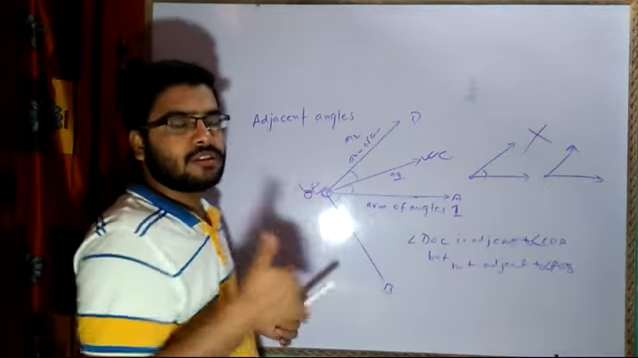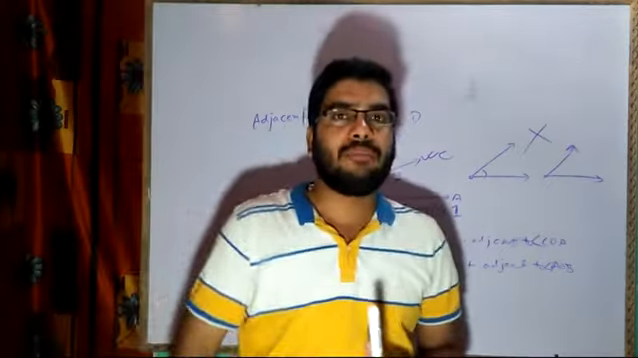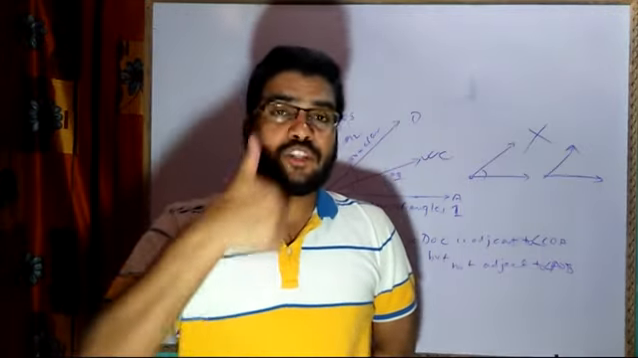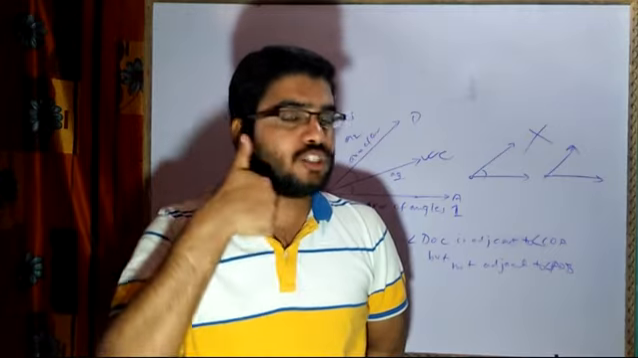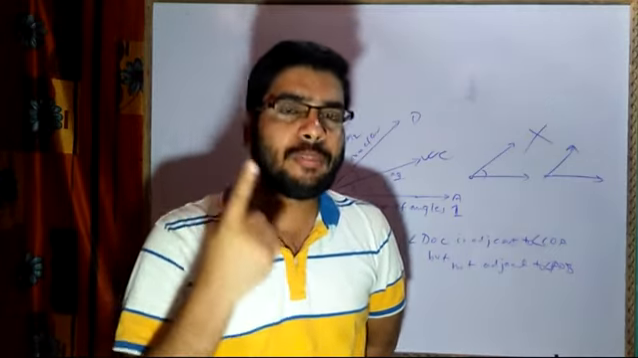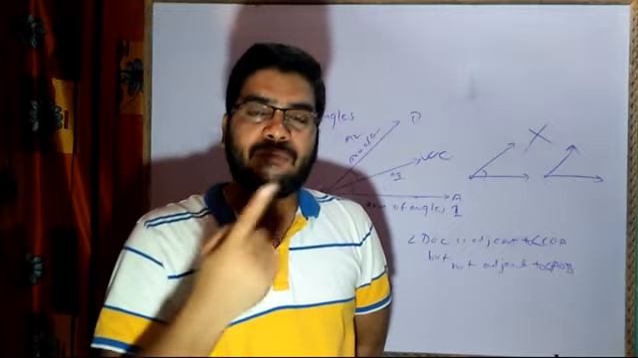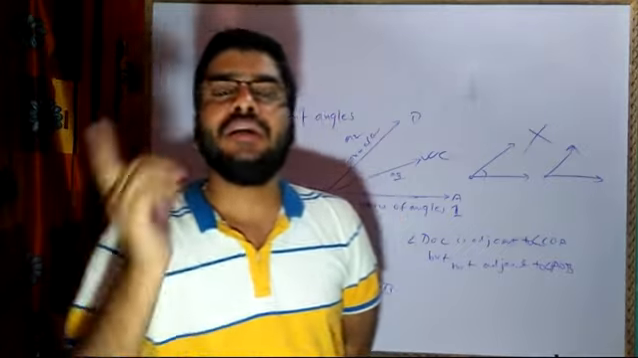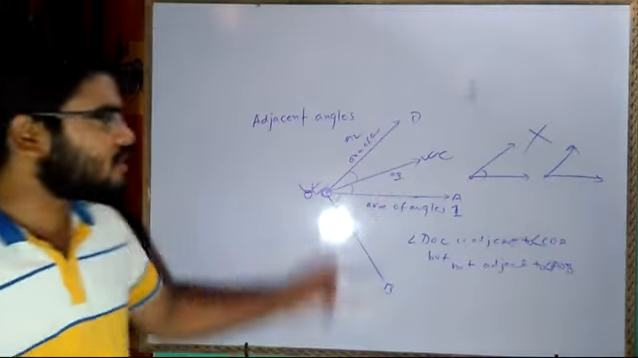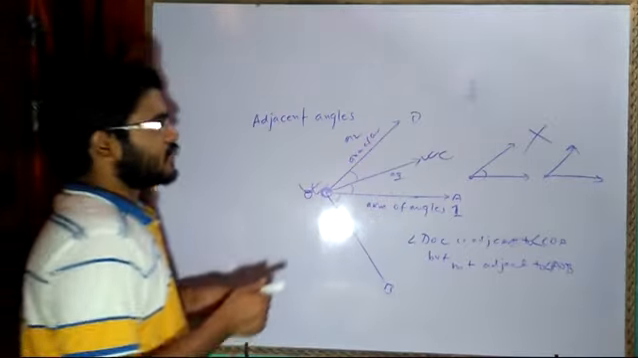Understood? The key point to remember, to tell whether particular angles are adjacent or not, is that number one, they should share the same common point, and second, they should have a common arm shared between the angles. Then they will be said to be adjacent angles.